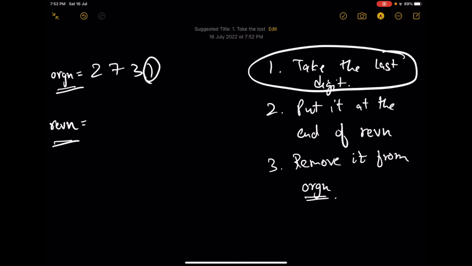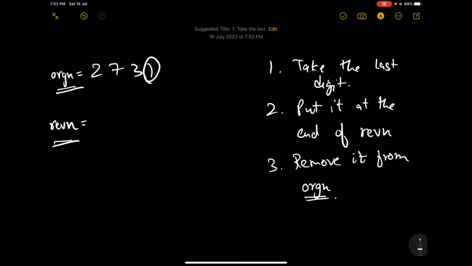Take the last digit. How do we do that? For any number, let's say you have a number like 738. If I want to find the unit place digit, what I have to do is find the remainder of this number with 10, which means if I divide it by 10, what is the remainder going to be? And obviously that's going to be the unit digit, right?